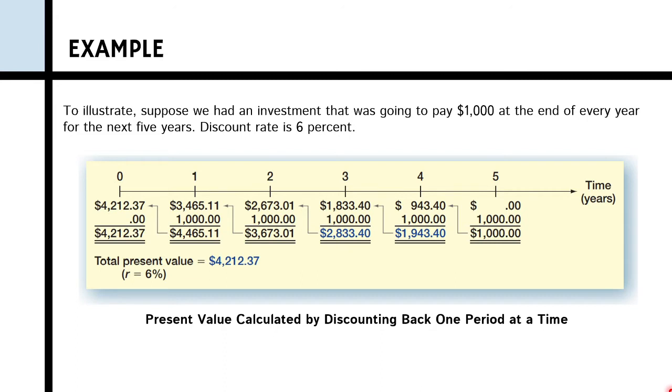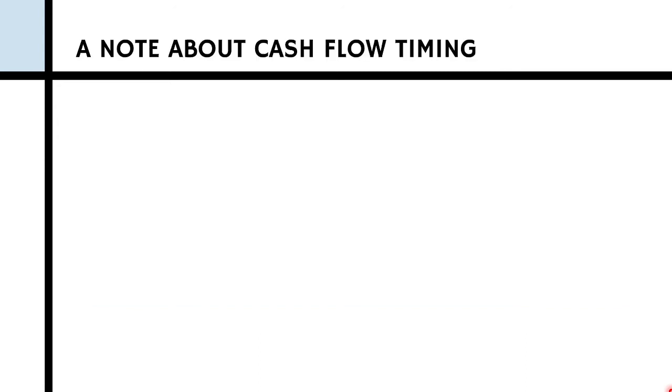2,833.40. Then divide it by 1.06, that is 2,673.01, plus 1,000 in year 2, that is 3,673.01. Divide it again by 1.06, so that will be 3,465.11, plus 1,000 in year 1, so we can have 4,465.11 divided by 1.06, that is 4,212.37. So, same answer din. A note about cash flow timing.